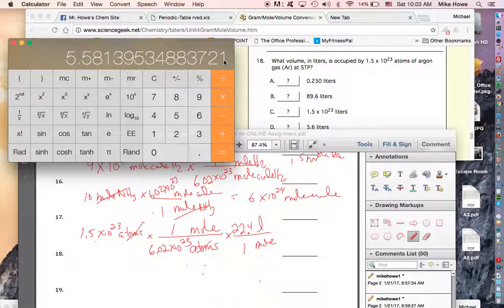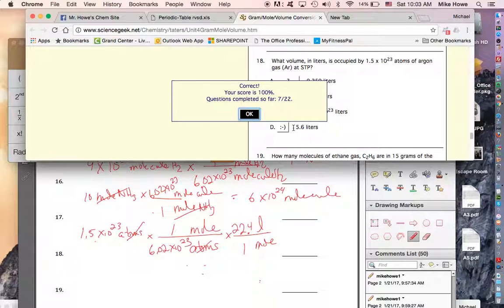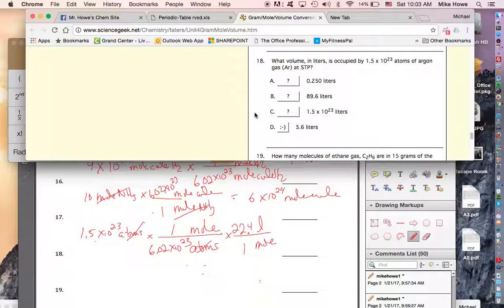And we've learned earlier in the year that these digits are really not true. There's no way the calculator knows all this detail. But 5.6 is then what we'd round to. So you click over here on 5.6 and you get it right. All right, so that was a two-step problem.